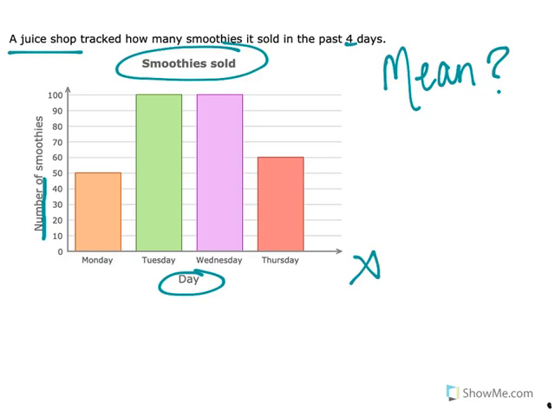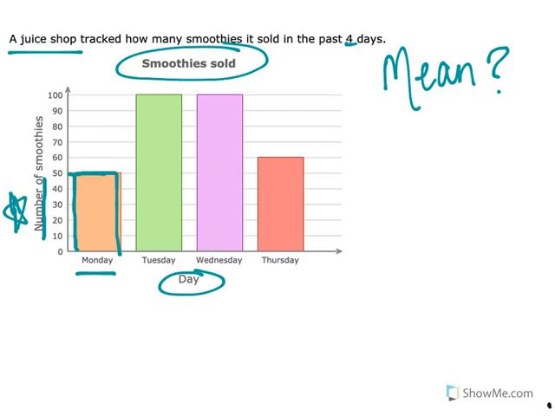So now if I ask myself, what is the mean of this data? What is the average of this data set? I first need to ask myself, do I know the individual numbers that go along with these bars? Not yet, but I'm going to interpret using my x and y axis to determine the numbers of each. If I look at Monday first, I know that the height of the bar is going to line up with the number of smoothies that are sold that day. So on Monday, 50 smoothies were sold.